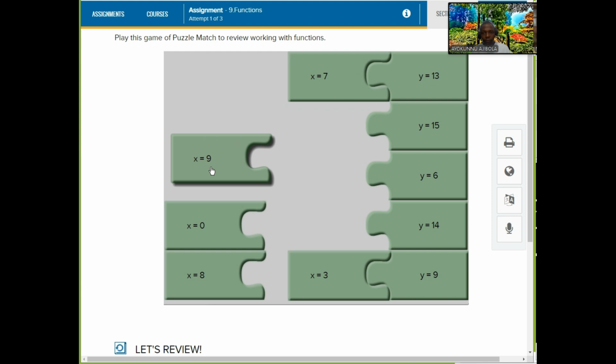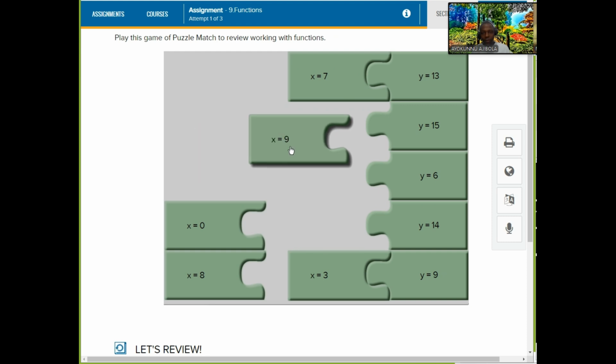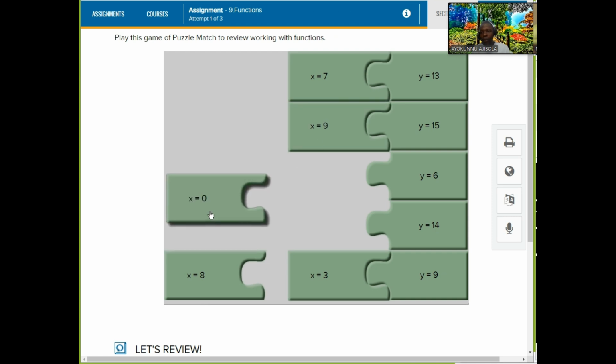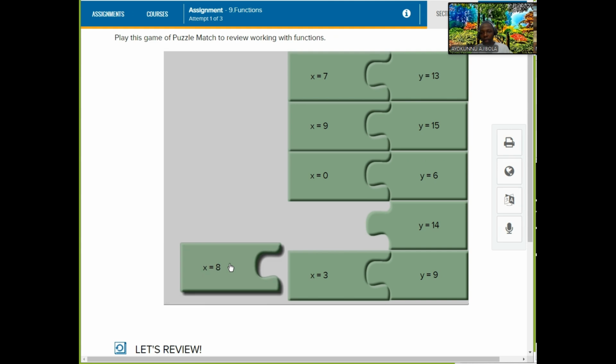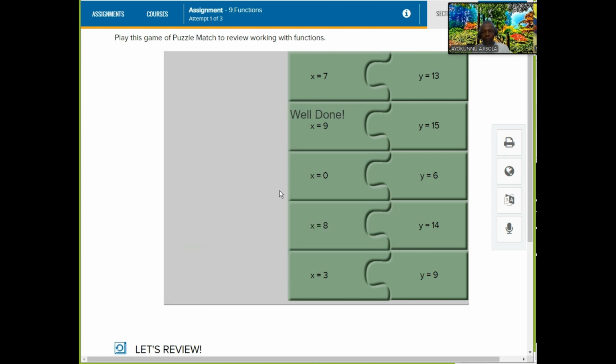Either 15, 16, or 14. Tell me where it should go. 15. Good. Where should this go? 16. Good. And this last one goes to 14.